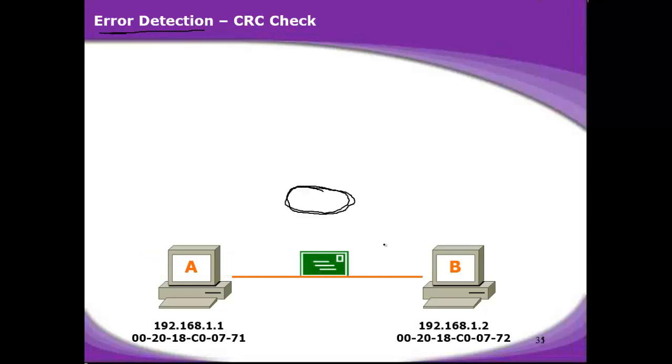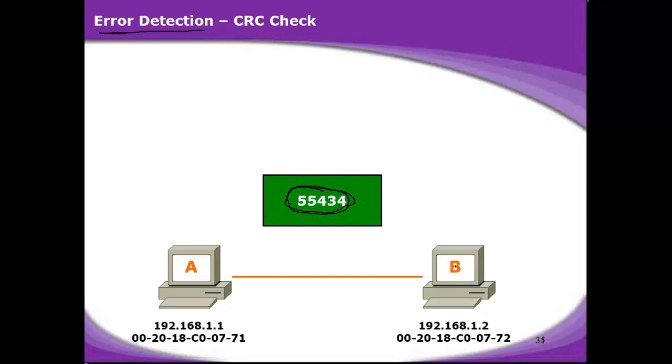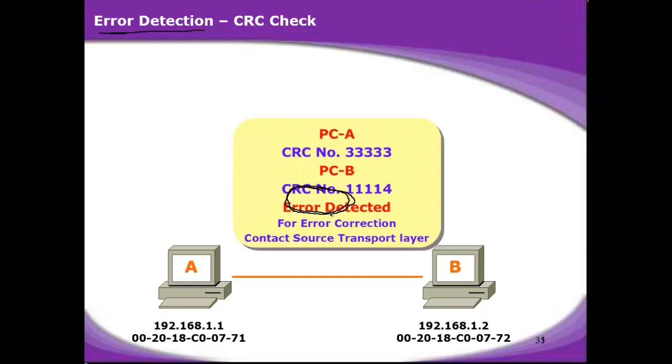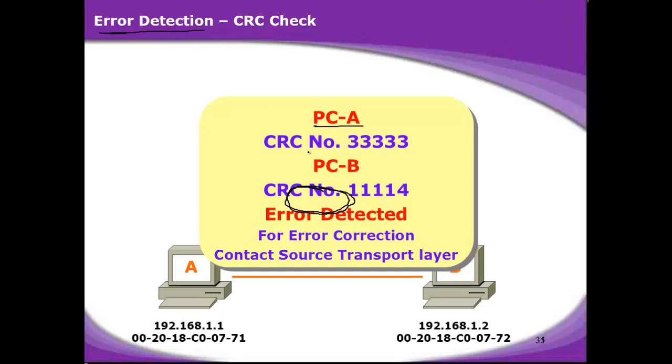This packet is then sent to the destination, and the destination is now going to calculate the value again. This value has to be the same, and in this case it is not the same. It means it is an error. So error detected here. The CRC number at the source PC is 33333, and the CRC number at the destination PC is different. That means error detected. For error correction, we need to contact the source transport layer, but the detection is done by the data link layer.